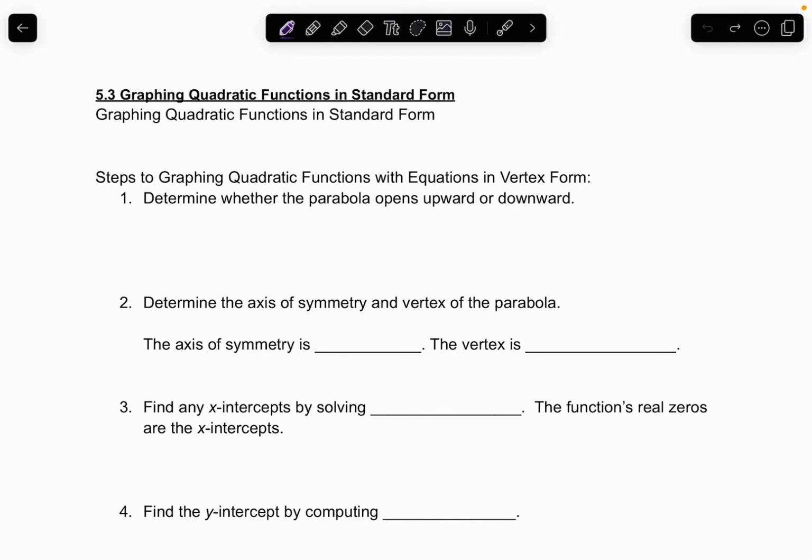All right, graphing quadratic functions in standard form. Remember, standard form is f of x equals ax squared plus bx plus c. We always want them to be in order because that will help us make sure that we are using the right coefficients or constants. So, steps to graphing quadratic functions in standard form, not vertex form.